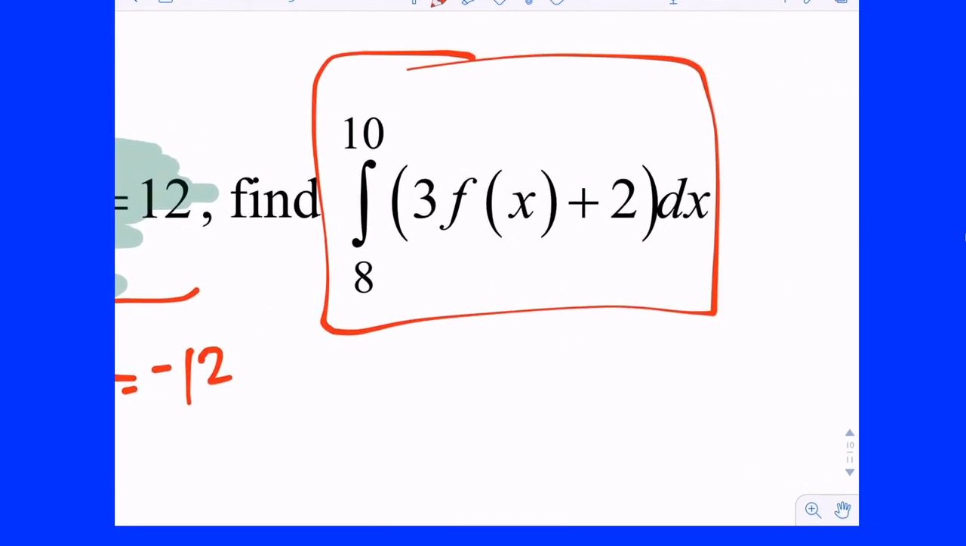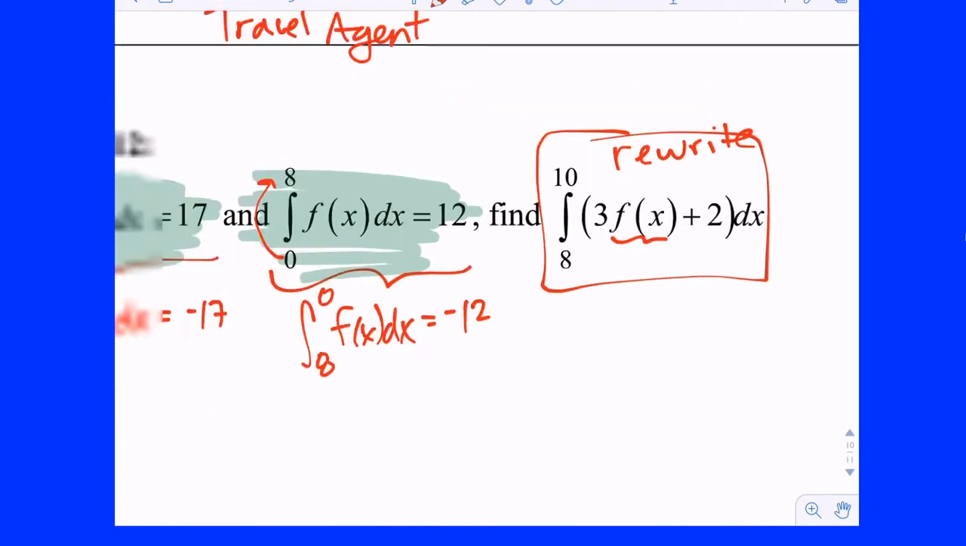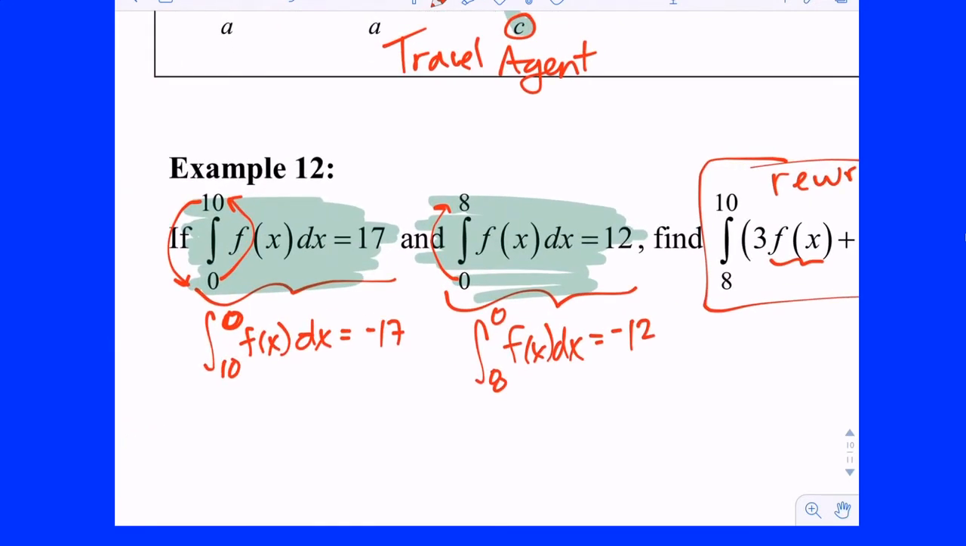So the goal is then to rewrite this in terms of f of x using 0 as the middleman, right? We're trying to go from 8 to 10. They both have in common 0.